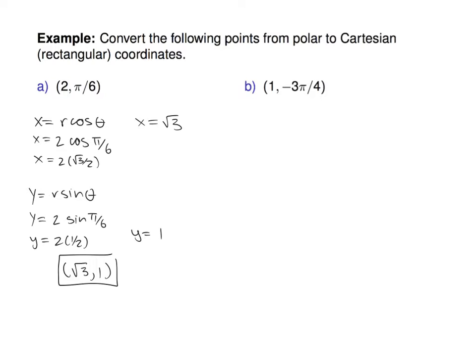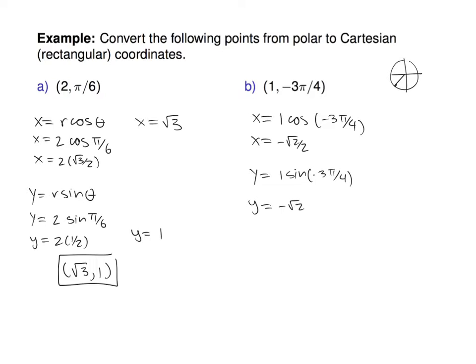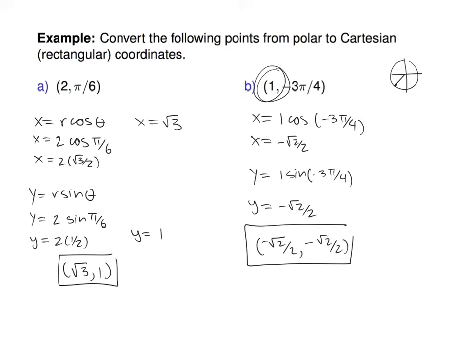Okay. How about 1, negative 3 pi over 4? That's a negative root 2 over 2. So the X is negative root 2 over 2. And the Y is 1 times sine of negative 3 pi over 4, which is negative root 2 over 2. Aren't those the coordinates given on your unit circle? Do you see what I mean? And that's because this was radius 1. Does that make sense?